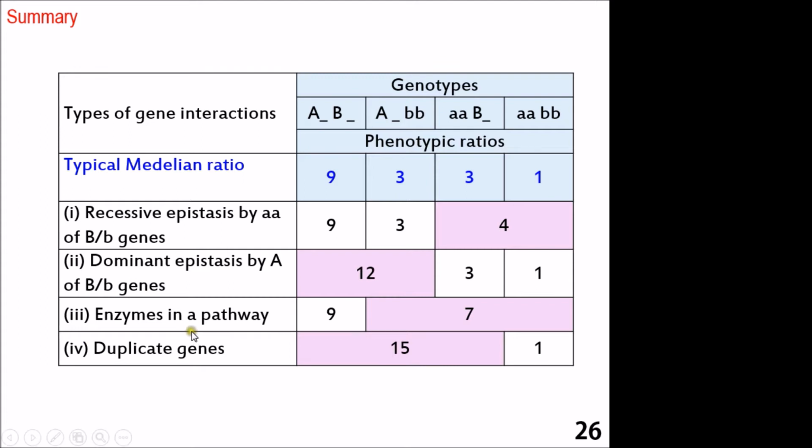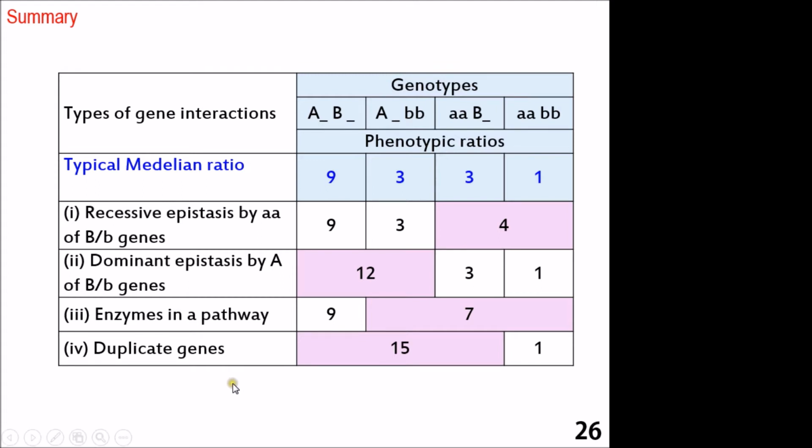Enzymes of a pathway, right? This is your ratio, 9:7. You need to have both of them in order to show a phenotype, right? You must have one big A and one big B in order to get the final sweet pea color. So we call that enzymes in the pathway. If you're missing either one, then you cannot get the final desired color.